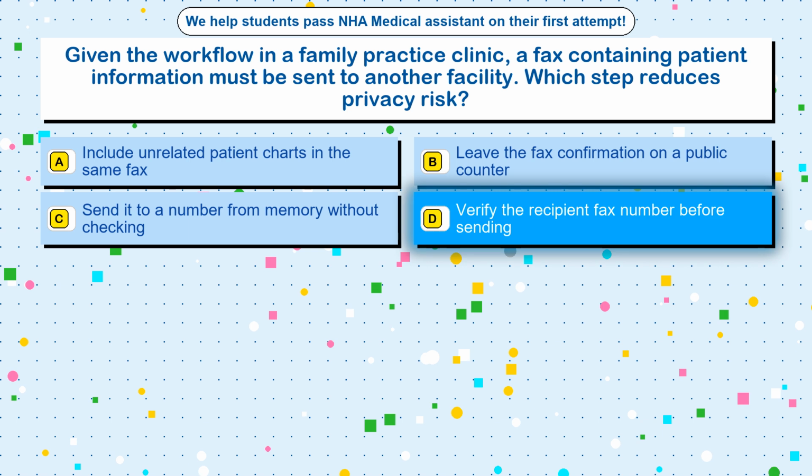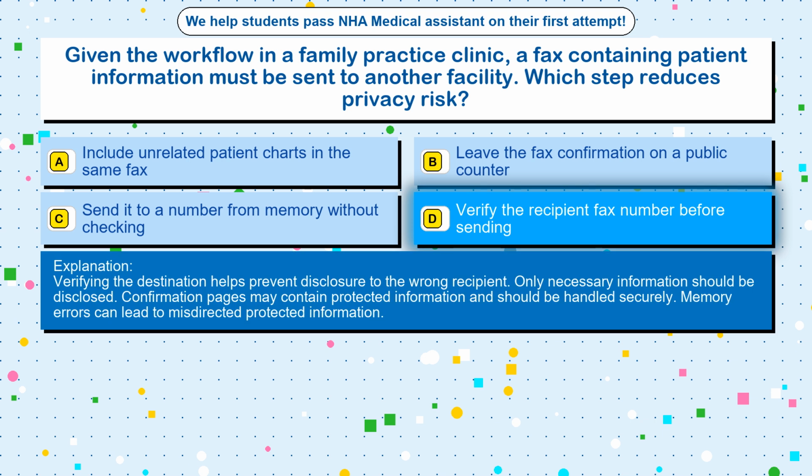The correct answer is option D, verify the recipient fax number before sending. Verifying the destination helps prevent disclosure to the wrong recipient. Only necessary information should be disclosed. Confirmation pages may contain protected information and should be handled securely. Memory errors can lead to misdirected protected information.